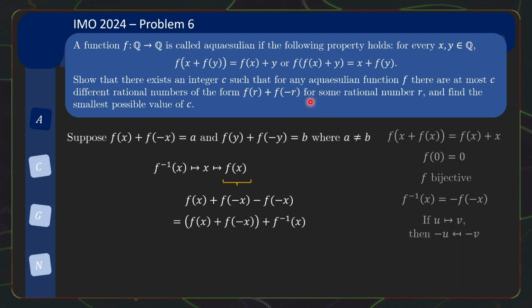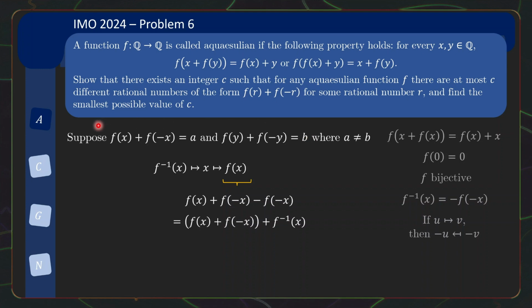So, you want to find out the number of distinct possible values you can get for this expression as your r varies across all the rational numbers. Having been thrown by problem 5, you might be thinking, okay, maybe you can't even have two distinct values. Maybe everything must look the same. So the natural thing to consider is, let's say that you have two distinct values for the output.